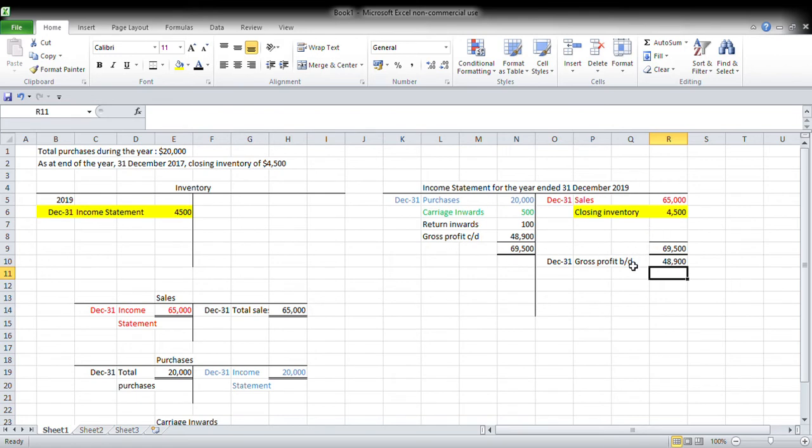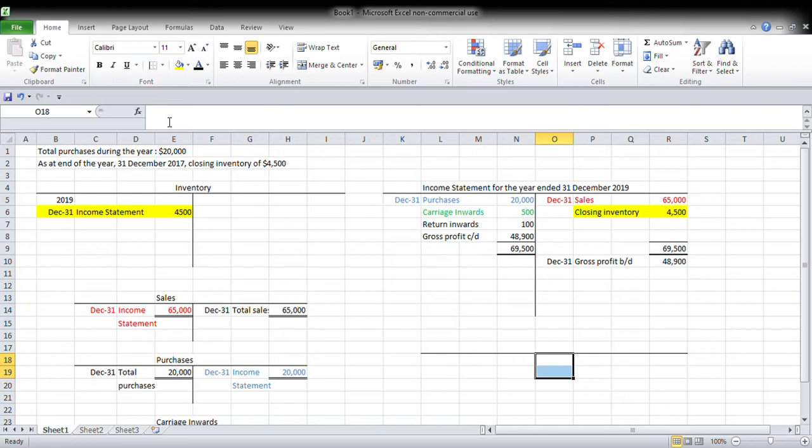Now, once we have our gross profit, what do you do? You add income less expenses, right? If you do not know whether income goes to this side or this side, it's very simple. You just draw up your income T account. Once you put in the figure, then you would be able to see it. I'll give you an example.